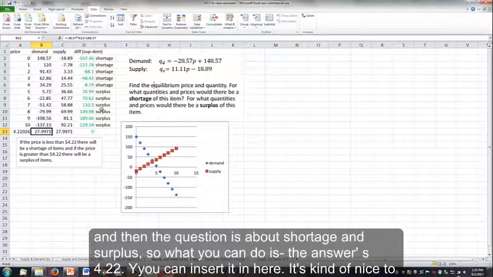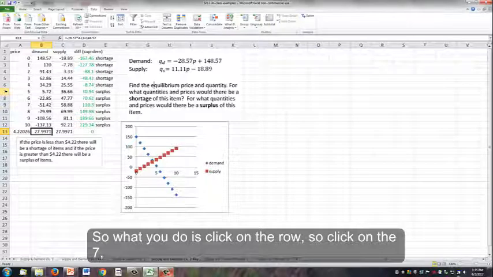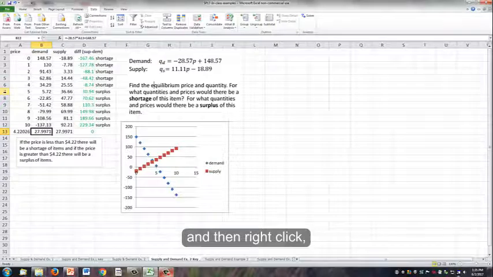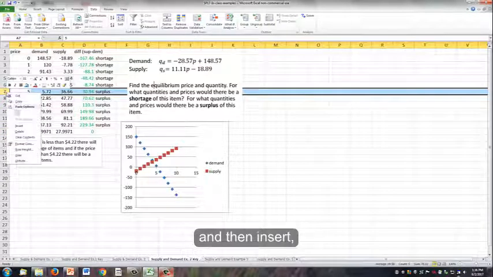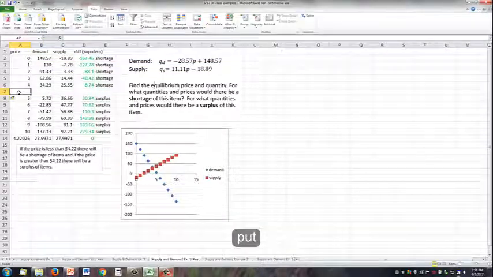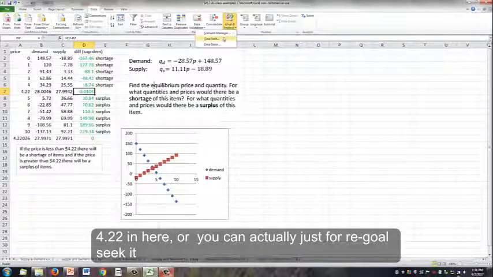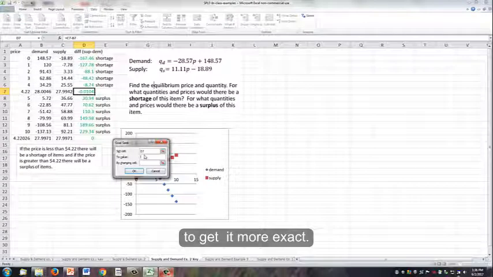And then the question is about shortage and surplus. So what you can do is, the answer is 4.22. You can insert it in here. It's kind of nice to be able to do this. So what you do is click on the row. So click on the 7 and then right click and then insert. And so you can put 4.22 in here, or you can actually just goal seek it to get it more exact.